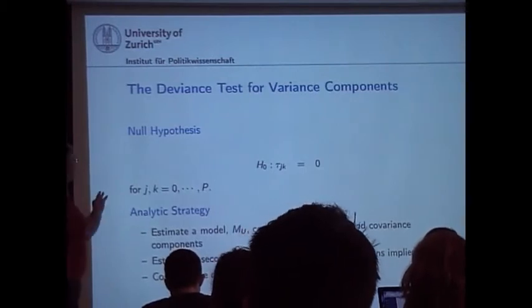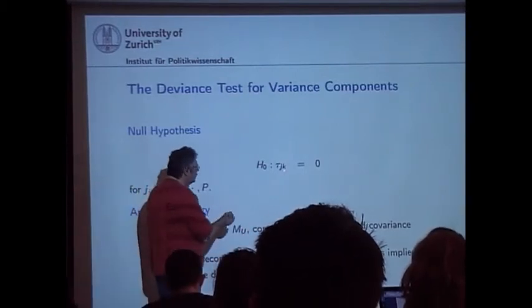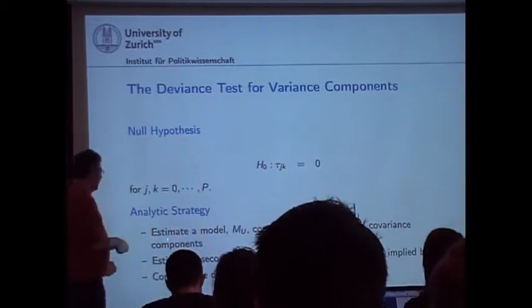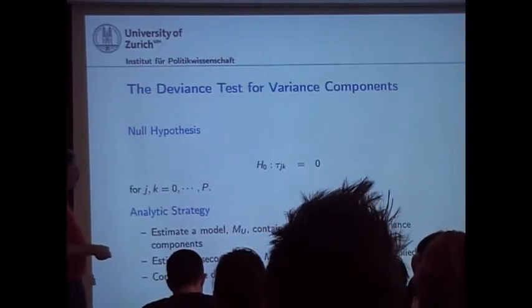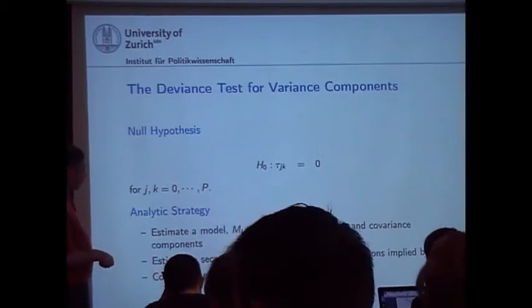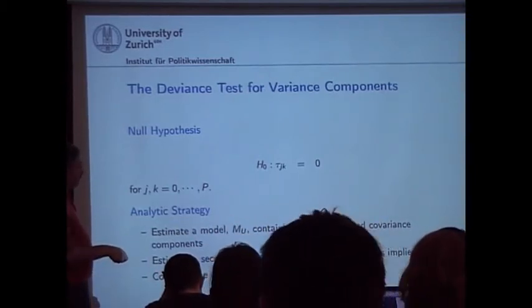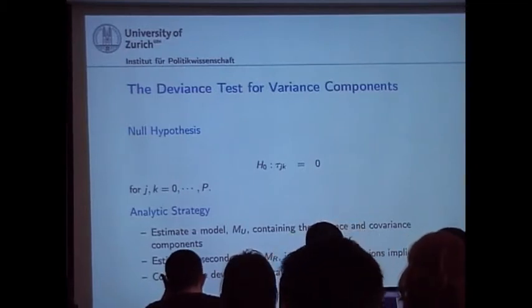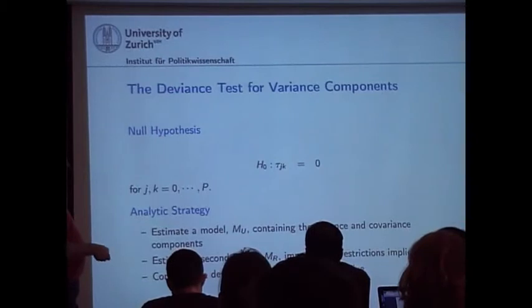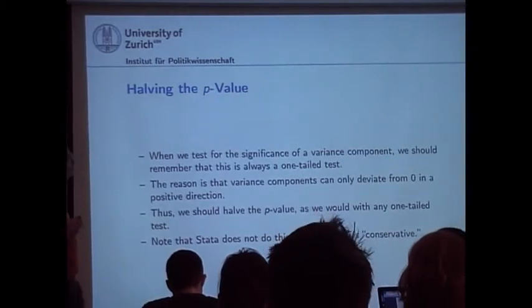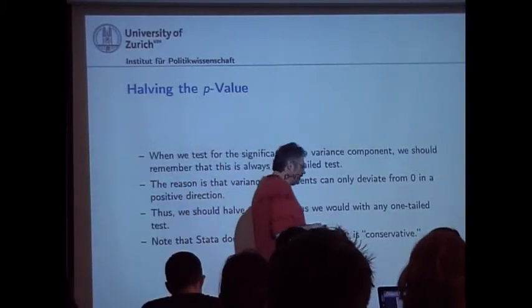So the null hypothesis is some variance component is 0. We estimate a model that contains the variance and the covariance components. Then we estimate a second model that imposes the restrictions implied by the null hypothesis. And then we compute the deviance test statistic and its p-value. Now, Stata actually does something like this for us.